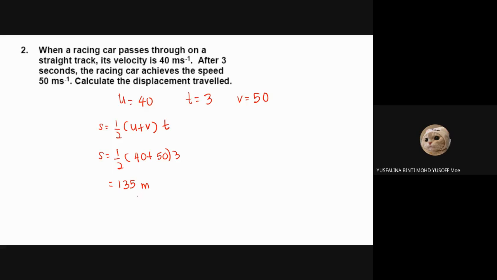For this next one, you have to find A. It says the athlete starts his run from rest. I already told you, from rest, what is the initial velocity? And the maximum velocity is the V.